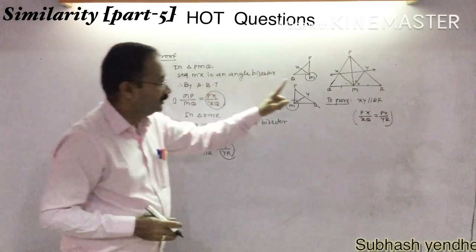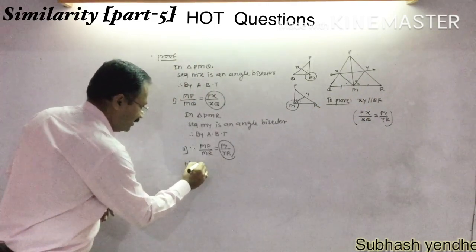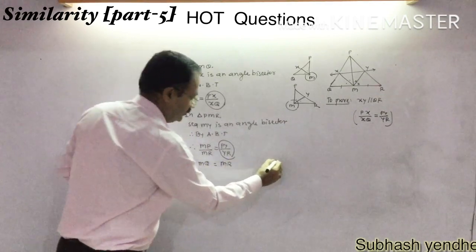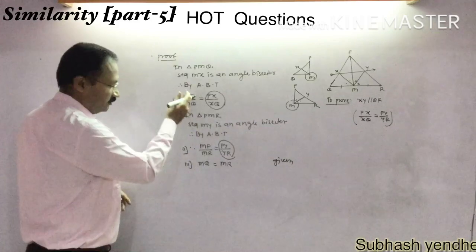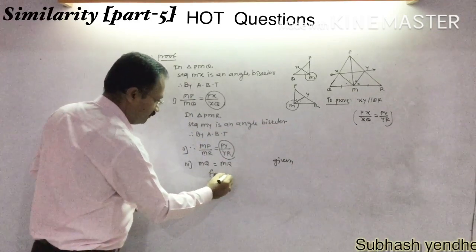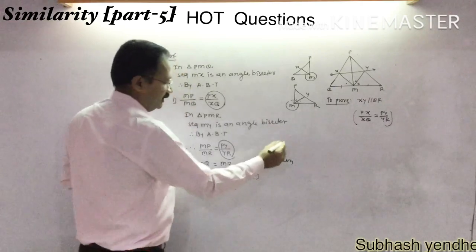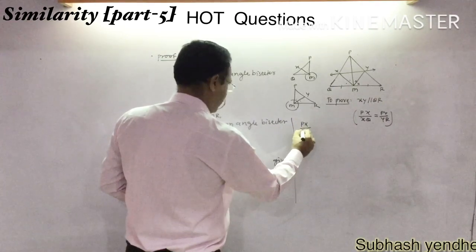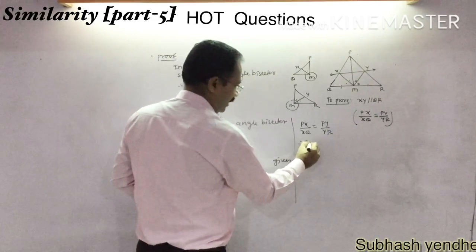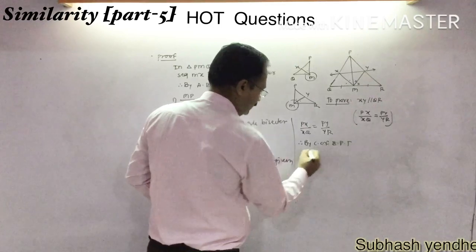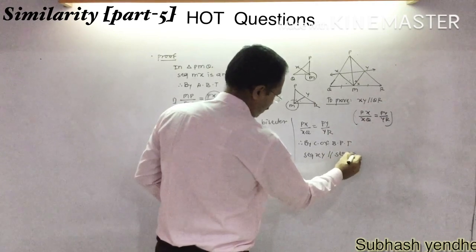So what to do? In the given, it is given that MQ is equal to MR. So you have to write it here, MQ equals MR. This is given. Now observe this, MP is the same, MQ is equal to MR, so therefore the left hand side is also equal. So from 1, 2 and 3 we will get PX upon XQ equals PY upon YR, and therefore by converse of BPT, segment XY is parallel to segment QR.